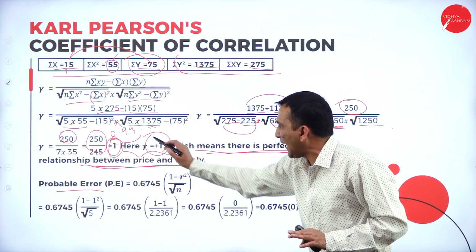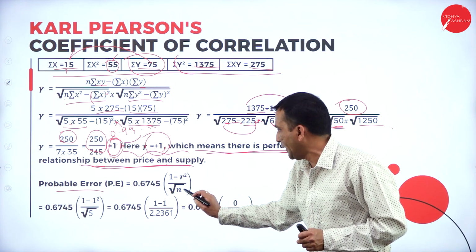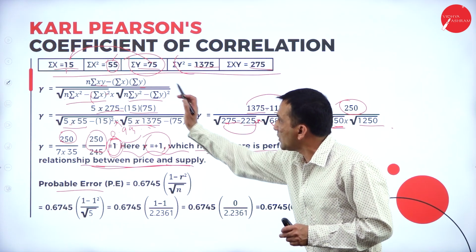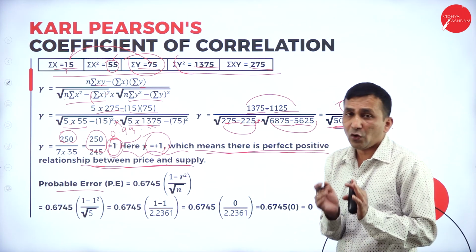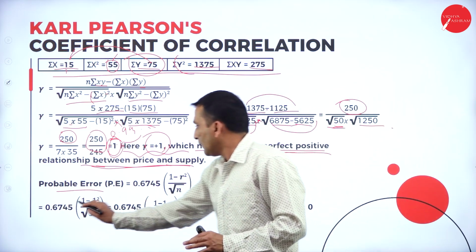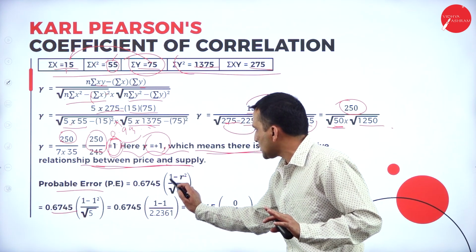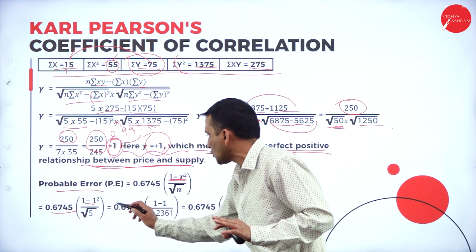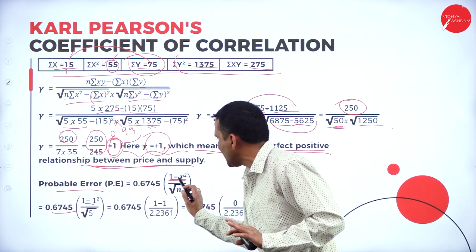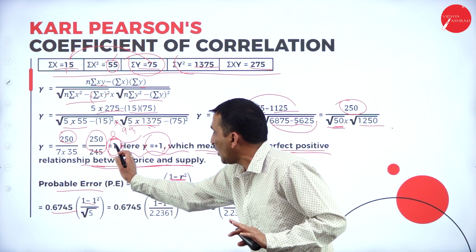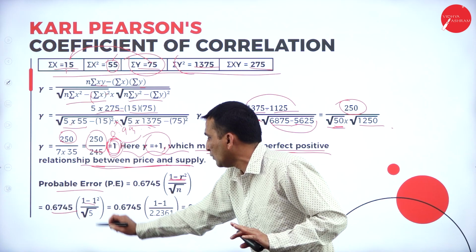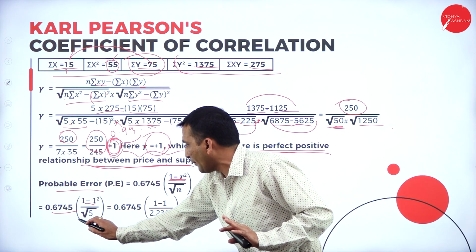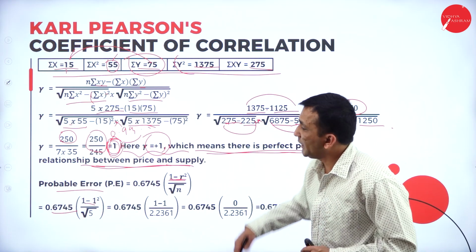R is the calculated correlation. Square you need to take, divided by root n, because the number of items given is 5, x and y 5. Again, first, as it is I am writing, I just want to take the value for the numerator. So the 1 as it is, the minus sign as it is, in place of r I am getting 1. So 1 to 1 square, divided by the denominator 5, because n is 5 in the question.